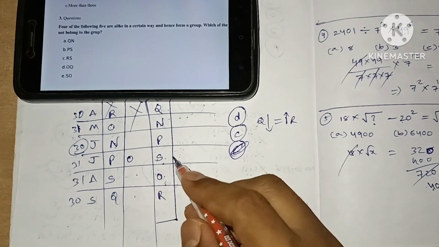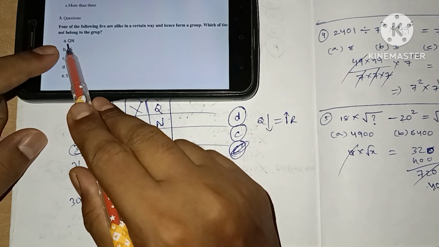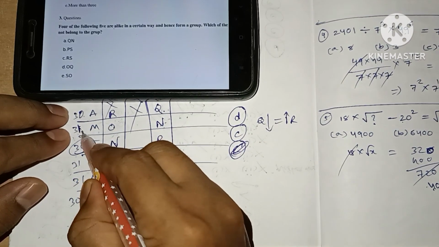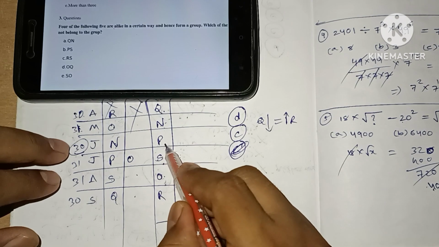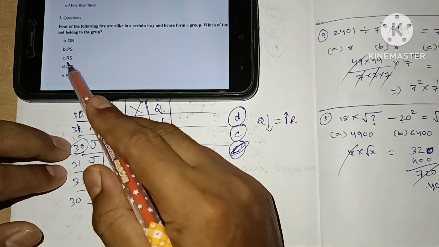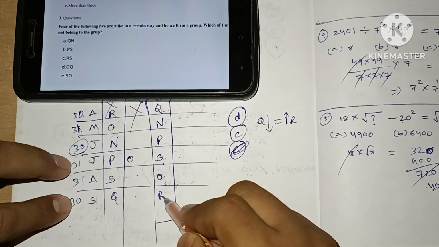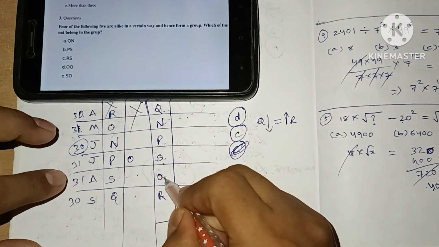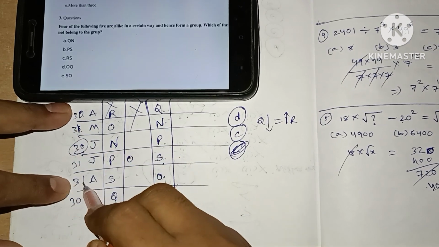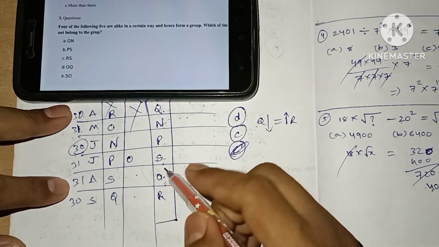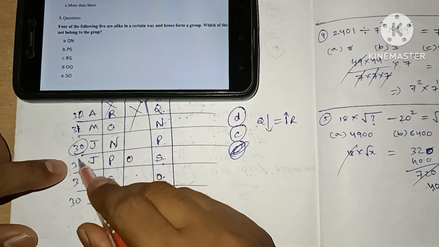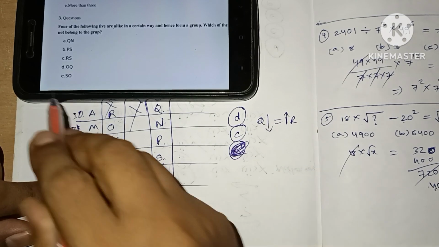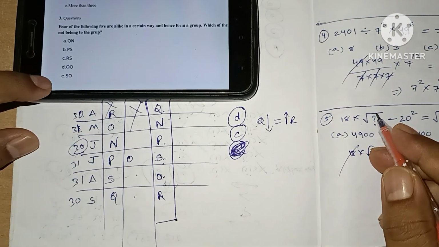So let's see the combination between them. Q and N, opposite, 30 days and 31 days. Next one, P and S. P has 30 and S has 31. Next, R and S. 30 and 31. Next, O and Q. O is here, Q is here. 30 and 31. Next, S and O. S and O both have 31 days. So option E is our answer.